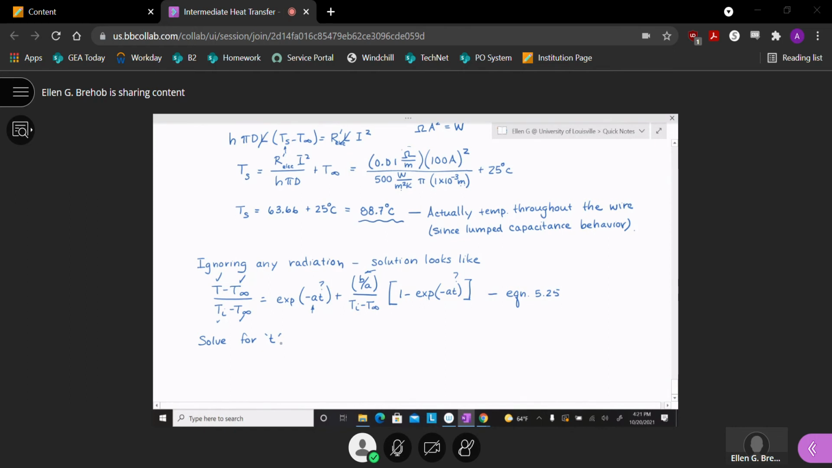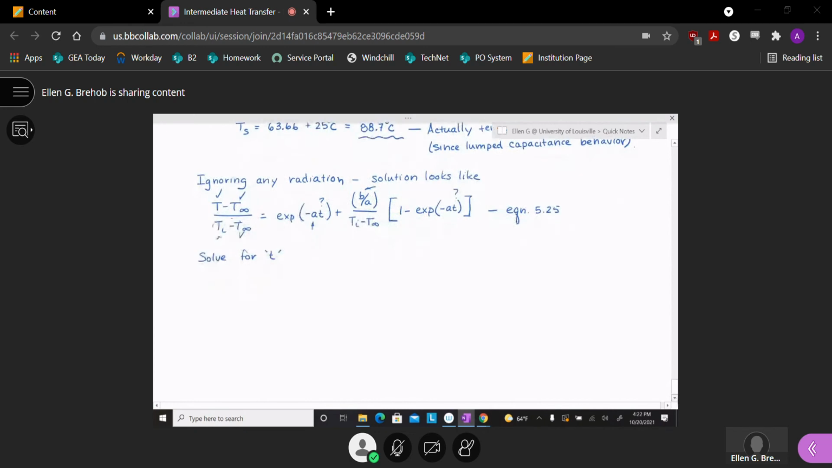Okay. All right. We just looked at this, and this said that Ti, the initial temperature of the wire, is 25 degrees C, and T infinity is 25. So we've got this divide by zero issue. So the plan is, let's multiply through by Ti minus T infinity.